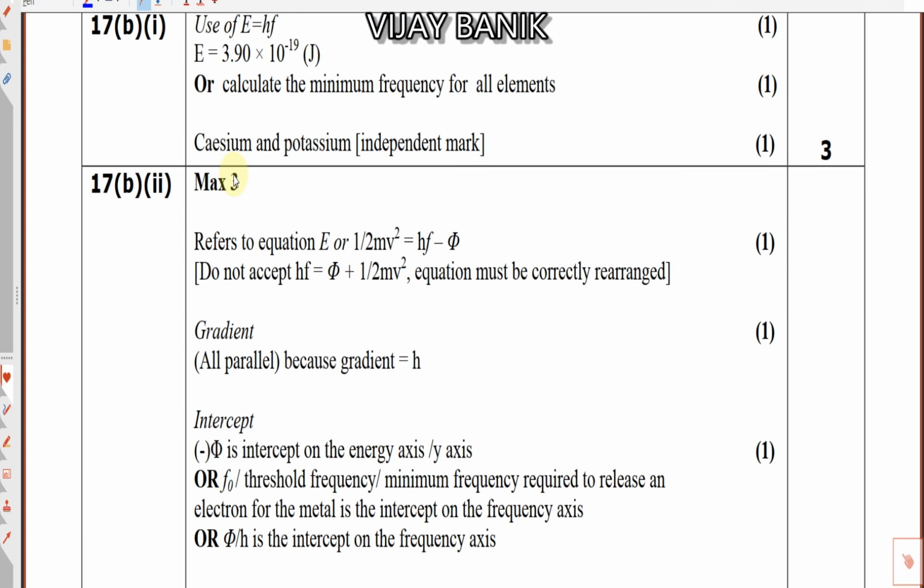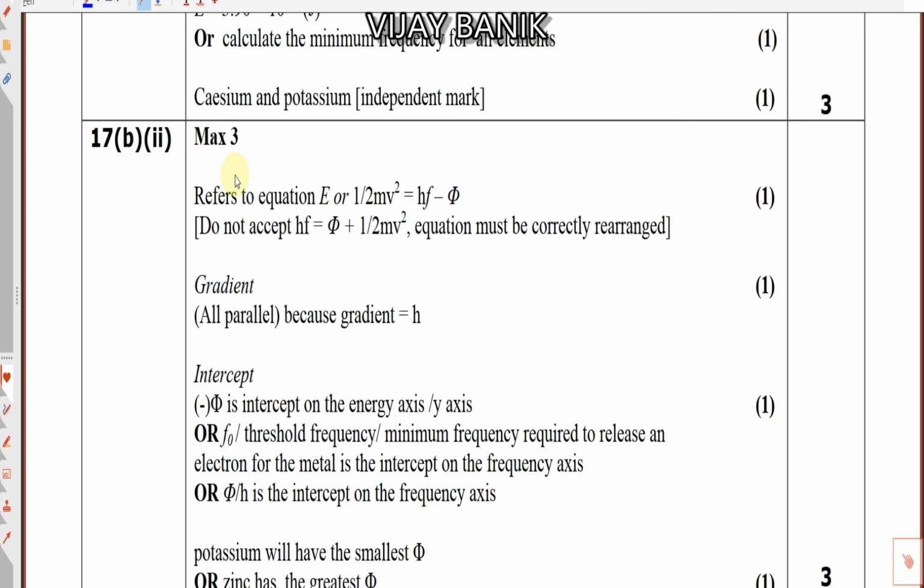Let's see what they wrote. Refers to E = ½mv². The gradient is h, all parallel because the gradient is h, 1 mark right there. Required to release an electron. Potassium will have the smallest work function, zinc has the greatest work function. That's what I said indirectly. What else did they use? φ is the intercept on the energy axis. Threshold frequency, oh, this is the threshold frequency they are talking about.